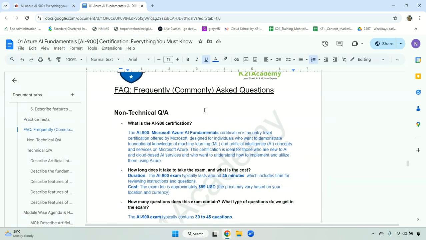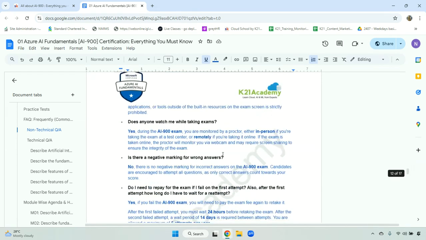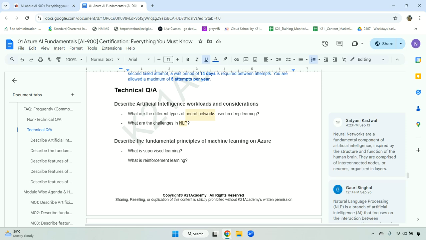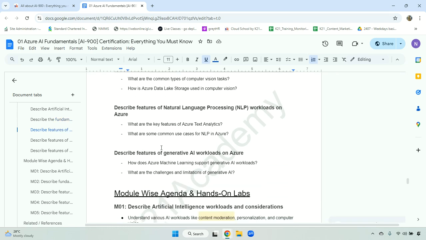Other than that, we have also added the FAQ section over here. This FAQ contains two different parts. We have divided it into two parts. One is non-technical question answers and the other one is the technical Q&A. In non-technical, we have some set of questions which is commonly asked by many of those who go for the exam. Same way in the technical Q&A, we have added some technical related questions, the ones which are frequently asked. We have made sure to add those as well.